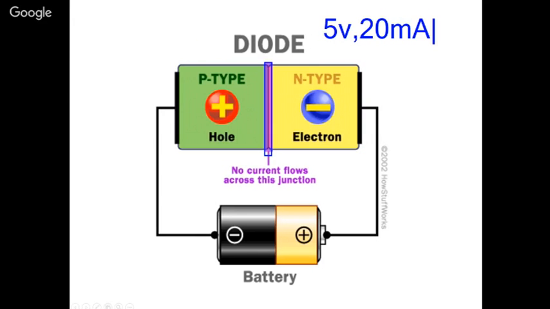Any idea? What can we do, so that the same device can carry now very high voltage and high current? Like it can withstand high voltage and it can carry high current.